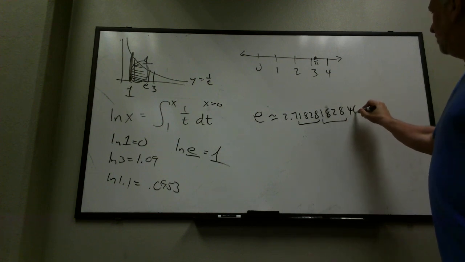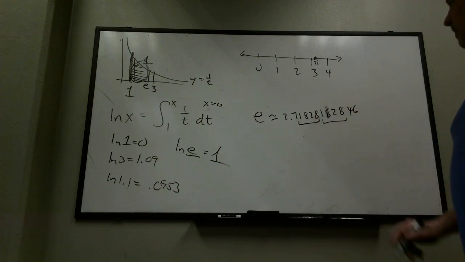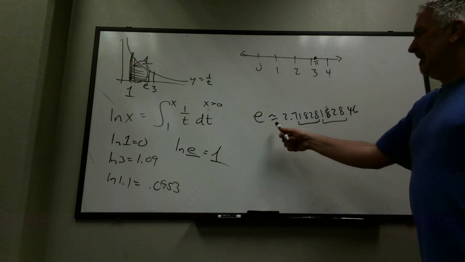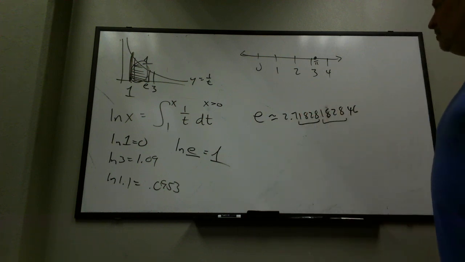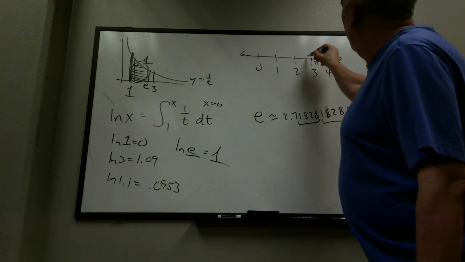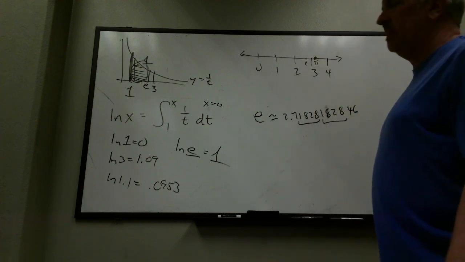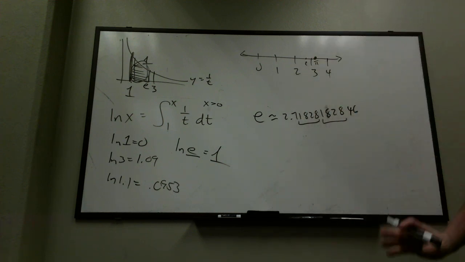It's 1828182846. The next 2 decimals are 46. So it doesn't repeat. So just like pi, E is irrational. The decimal goes on forever and it doesn't repeat. E is irrational. And so where's E on the number line? It's right about there. There's E. Okay? E is a number.